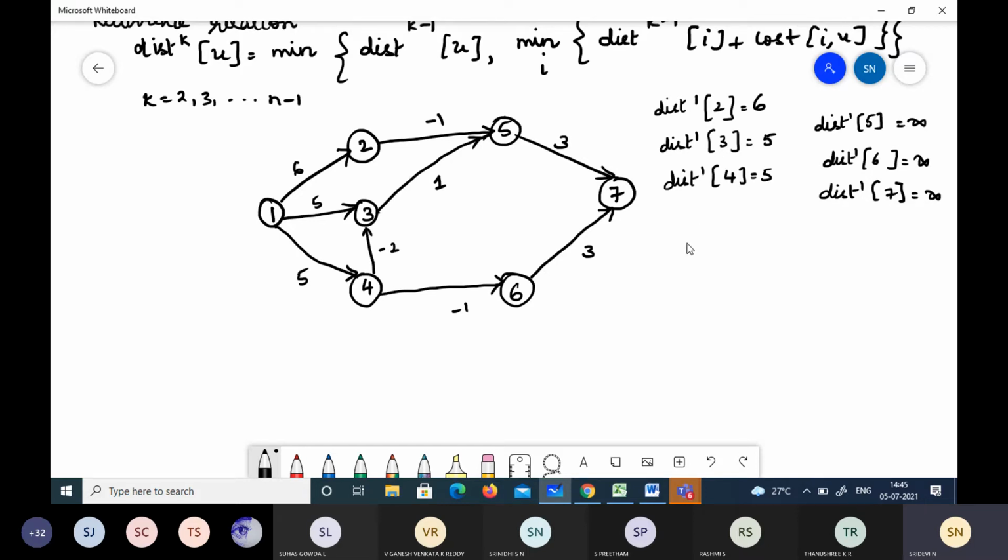Okay, now, this is by placing one edge. We call this the number of edges. So we have one edge between 1 and 2 with the cost of 6. One edge between 1 and 3. That's the only edge. And 1 to 4, a single edge, 5 is the cost. Now we move on to placing two edges in between, and we will try to check whether we can find any alternate distance. Fine. Okay, let's see.